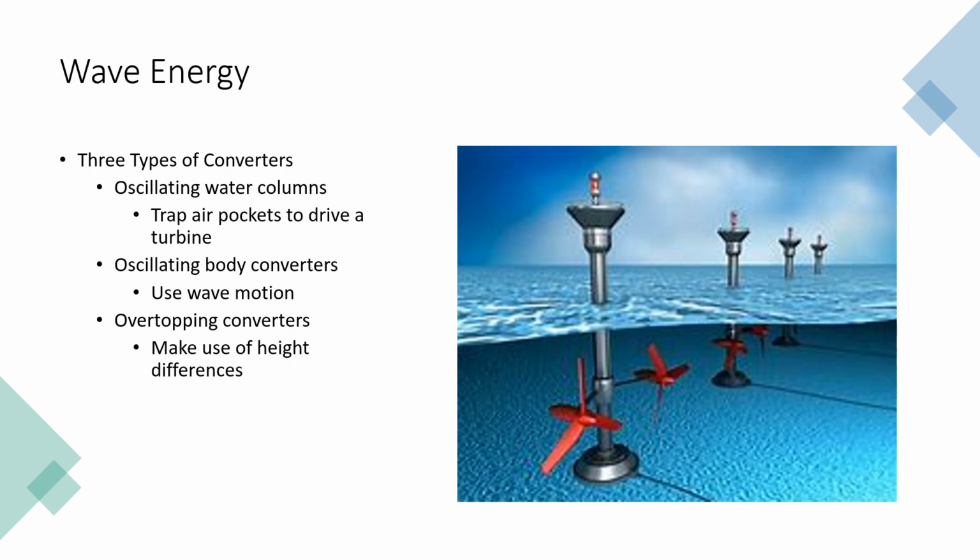Your overtopping converters make use of height differences. The height difference is another energy. That's your mgh. Always remember that. That's your potential energy. Here comes your height, that's your gravity, and that's the mass of your water in the ocean. Slow down a little bit here and read little by little. Think and try to understand it. Oscillating water column, oscillating body converter, and overtopping converter, and what they are here.